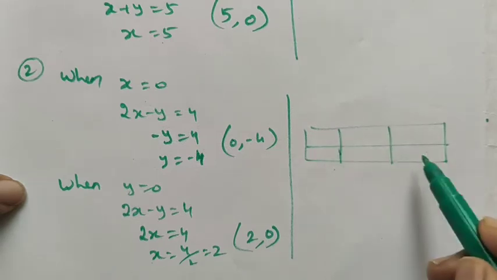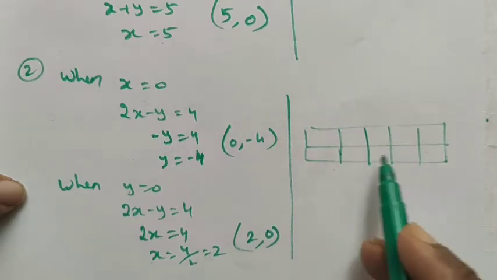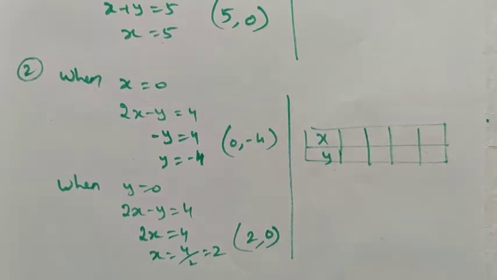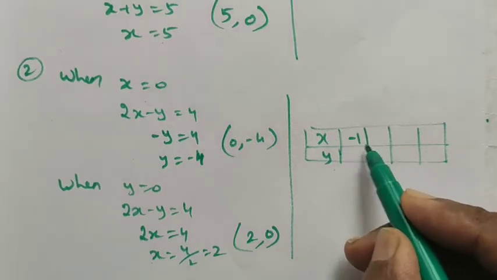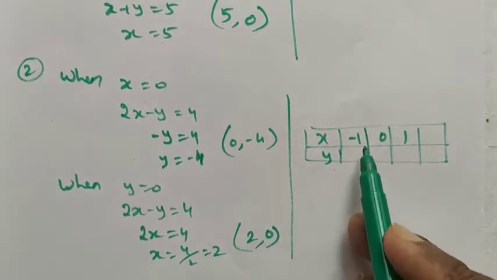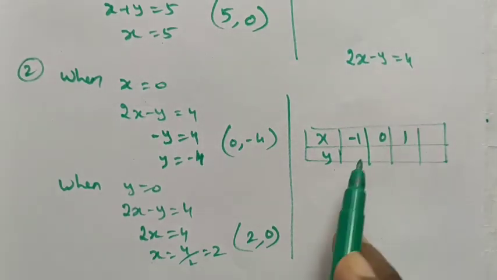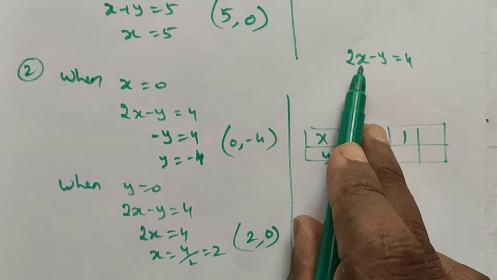We can find it using the tabular form. Either we can take 1 to minus 1 or 2 to minus 2 like this. For this, if you choose minus 1, 0, 1, it's enough I think. Here the equation is 2x minus y is equal to 4. In the place of x I am applying minus 1.